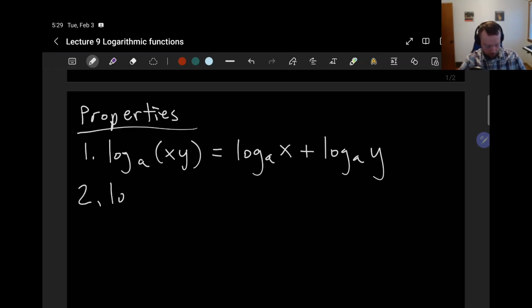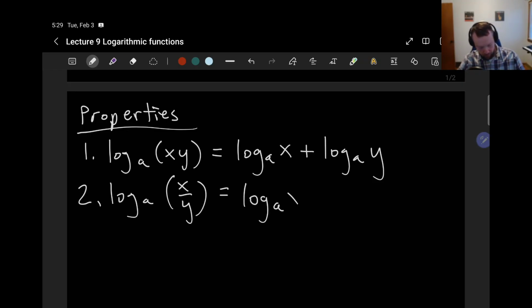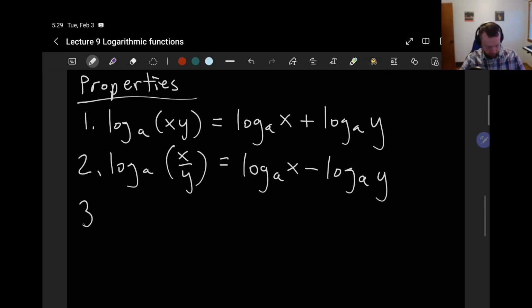This one is similar. If I have division inside the log, this is equal to the difference, or subtraction, of two simpler logs. This next one is very important for solving equations. We'll talk about that in a little bit.